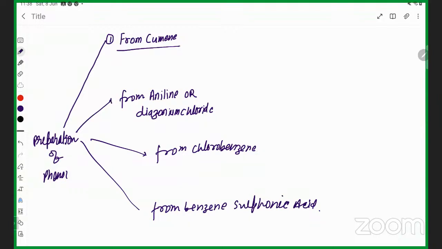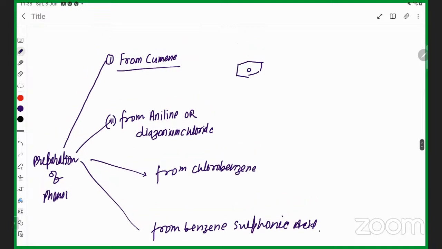The first method is from the cumene. What is the structure of cumene? This is the, if you can see, here is CH3, this is CH3, this is H. This compound is called cumene.